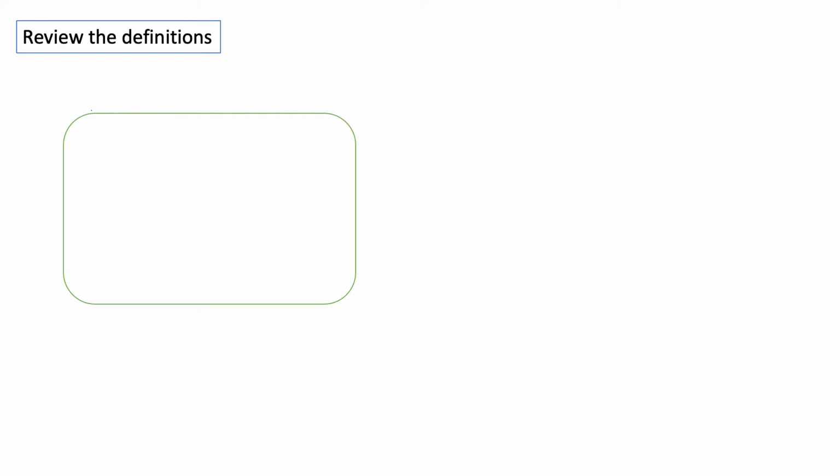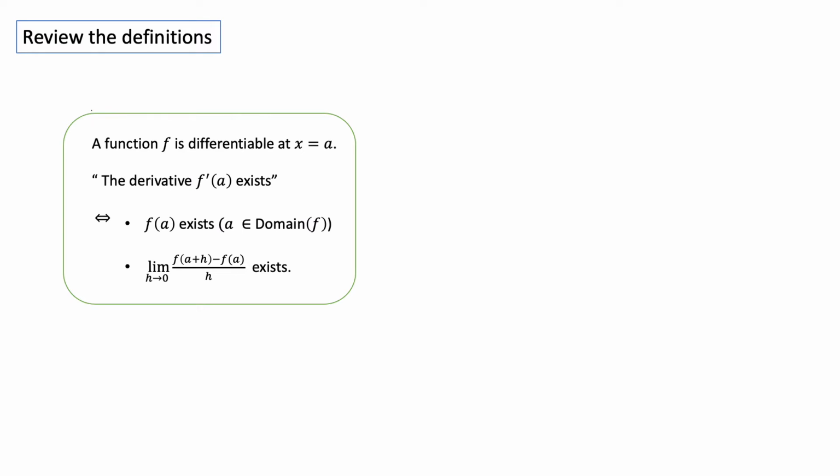Let's review the definitions of differentiability and continuity first. We say a function f is differentiable at x equal a if the derivative f prime of a exists. Let's list all the properties that are implied by this statement, the derivative exists. First of all, it means f of a exists. That is to say, a is in the domain of f. And also, the limit of f of a plus h minus f of a, divided by h, exists as h approaches 0.